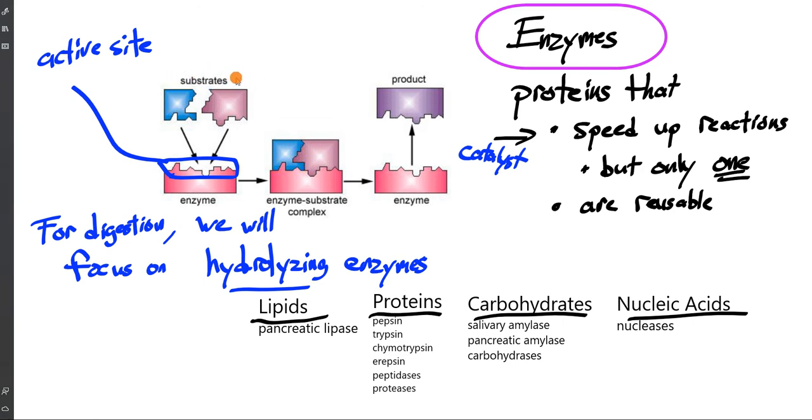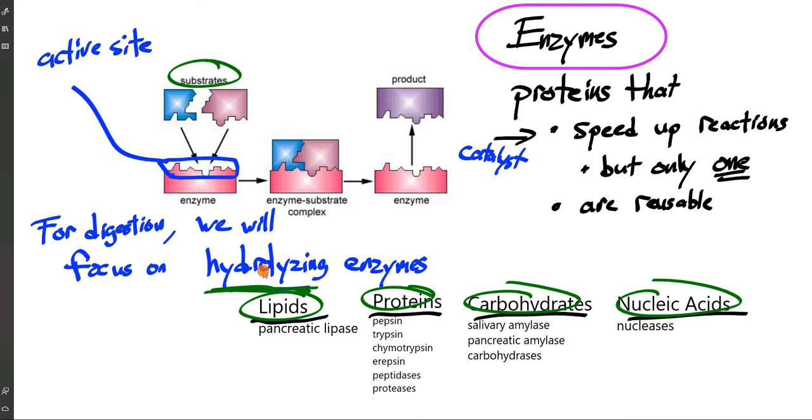Substrates are the things that are being reacted upon. So the substrates might be things like lipids or proteins or carbohydrates or nucleic acids in the digestion unit. We are going to be working with hydrolyzing enzymes where we're breaking apart. So in the case of hydrolysis, we're going this way. We're starting with one big thing, like a big carbohydrate, and we're breaking it into smaller pieces.